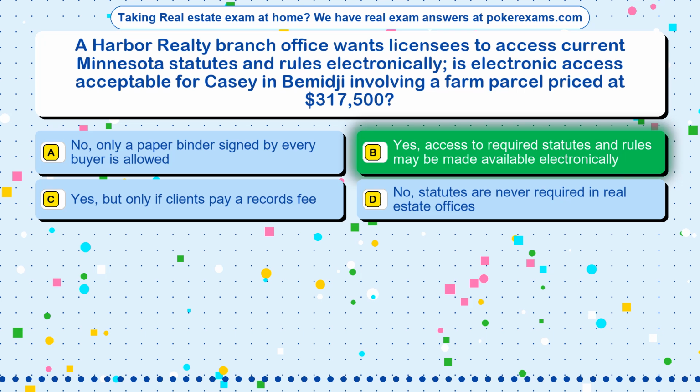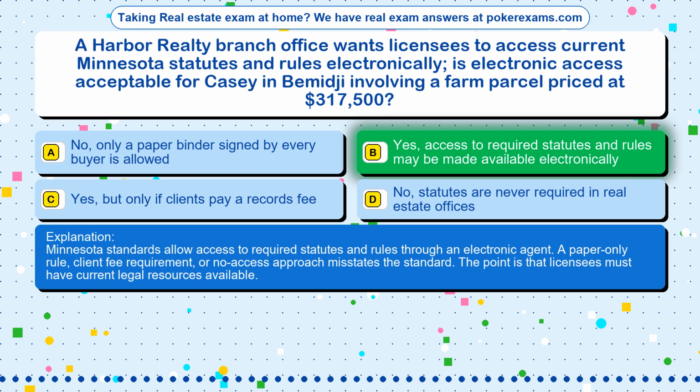The correct answer is option B. Yes, access to required statutes and rules may be made available electronically. Minnesota standards allow access to required statutes and rules through an electronic agent. A paper-only rule, client fee requirement, or no access approach misstates the standard. The point is that licensees must have current legal resources available.